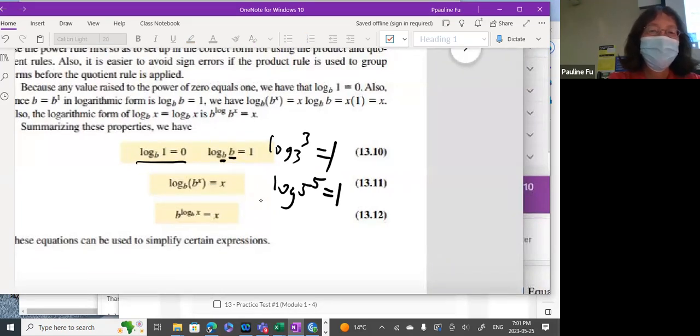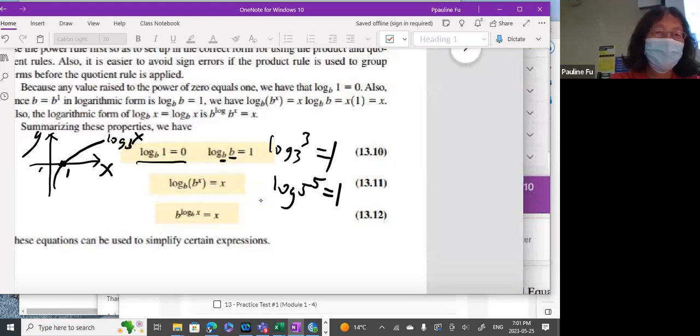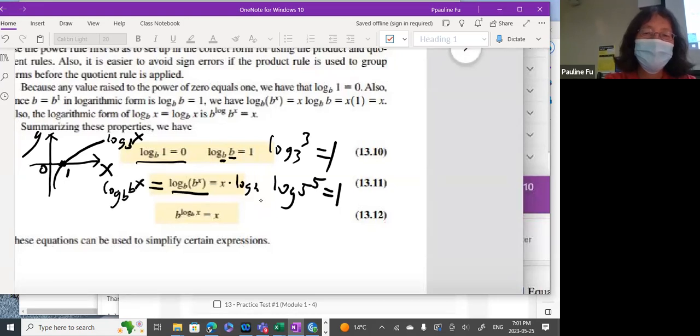Why is this? Because the logarithm function is this, log b of x. When x equals 1, y is 0. And then you have log b of b raised to power x. You can move x in front of the log, so it is actually x times log b of b. Log b of b is 1, so the result is x.